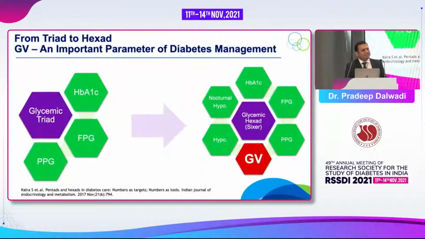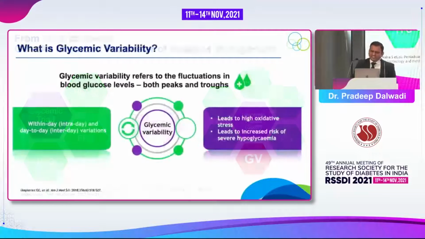Initially when we were managing diabetes, we were focusing on fasting glucose and HbA1c, but now with the availability of data, our focus has shifted to other parameters as well, like hypoglycemia, and recently glycemic variability, which is one of the important aspects we need to consider while managing a diabetes patient. So the world is now moving from this triad to a hexad, which includes fasting, HbA1c, anytime hypoglycemia, nocturnal hypoglycemia, and glycemic variability. So what is this glycemic variability?